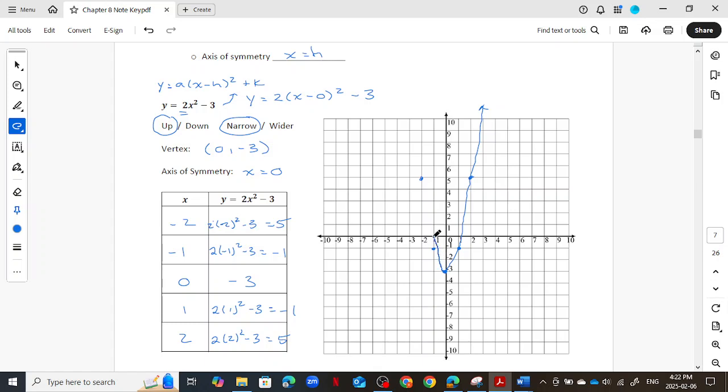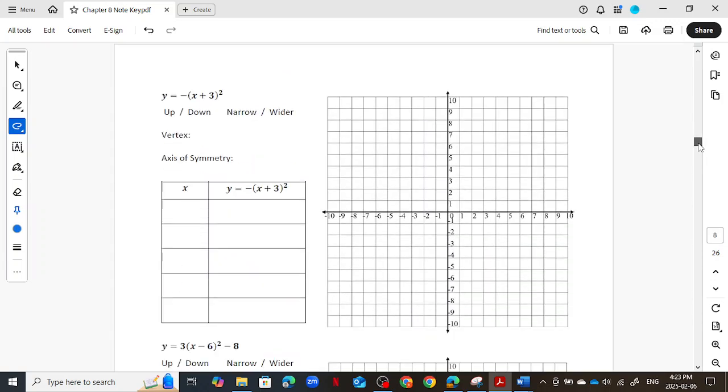The nice thing is that everything's there for you. There are multiple ways of getting to the answer. When you're graphing, I want to see at least 5 points on your grid. All right.